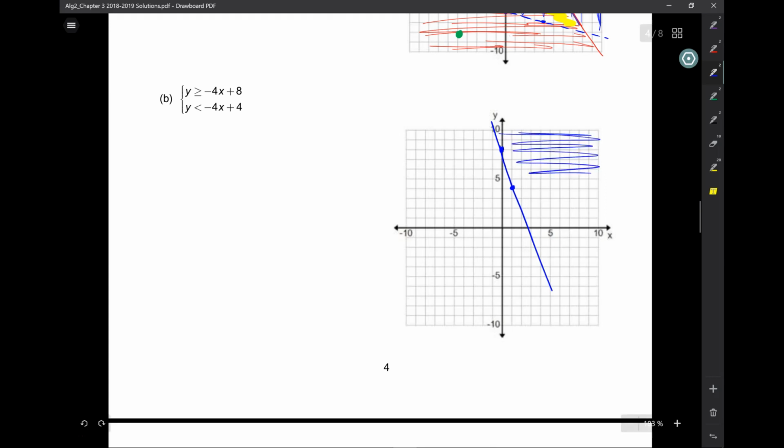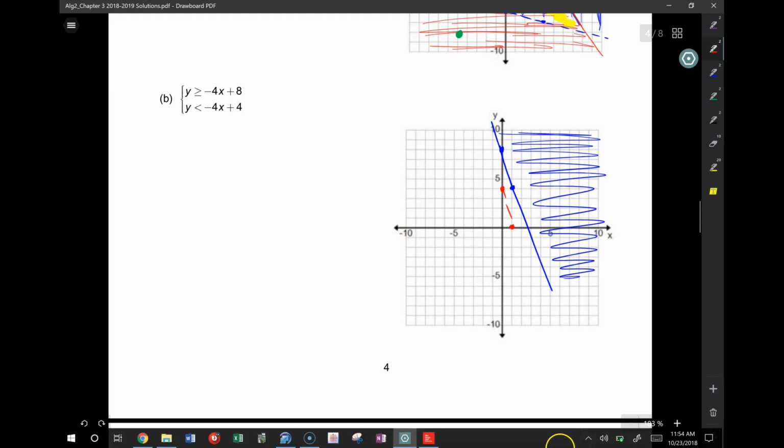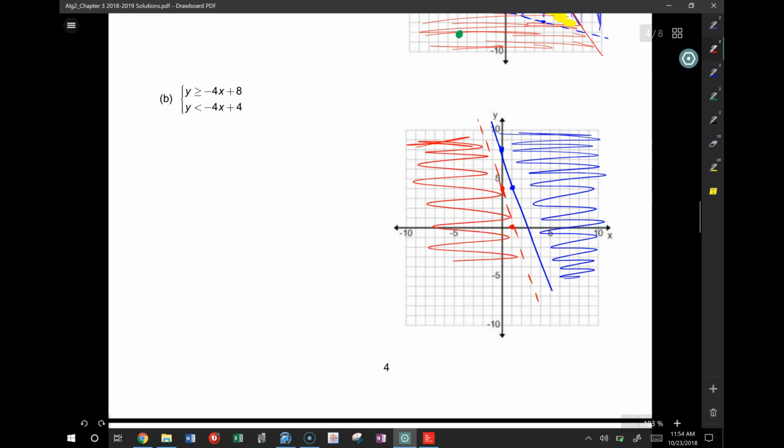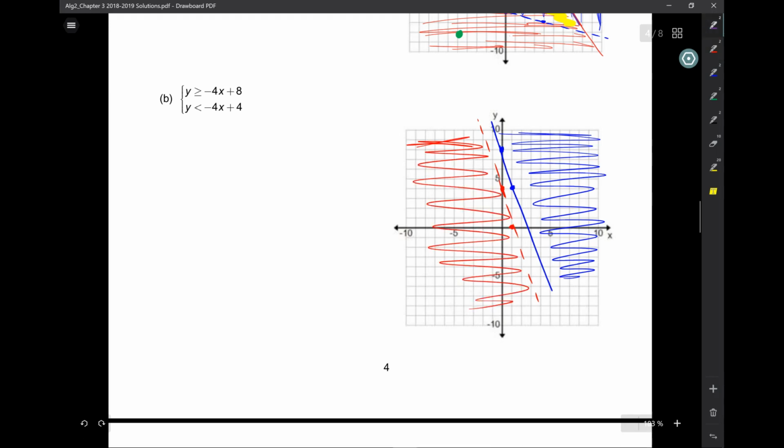Next, y is less than -4x plus 4. 1, 2, 3, 4. And now I'm going to go down 4 over 1. And that is a dashed line. Where am I going to shade this one? What do you notice about those lines if you draw them with a ruler? They're parallel. Where am I going to shade? Below. So now, right, the regions don't overlap, no solution.